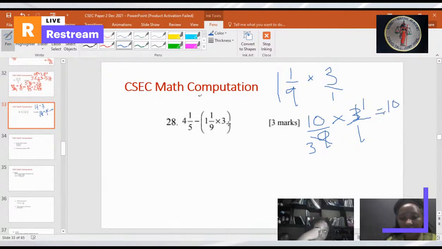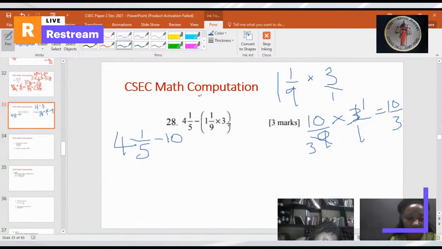And we need to take that from 4 and 1 over 5. All right, so let's write that over here now. So we're going to work the subtraction now. So 4 and 1 over 5 minus 10 over 3. All right, so tell me what we do from here. We're going to find the lowest common multiple of 5 and 3, which is 15. So we put the 4 to the side. All right, so the LCM of 5 and 3 is 15.